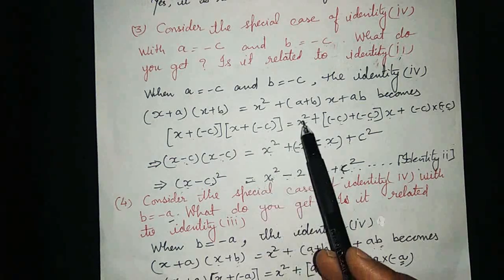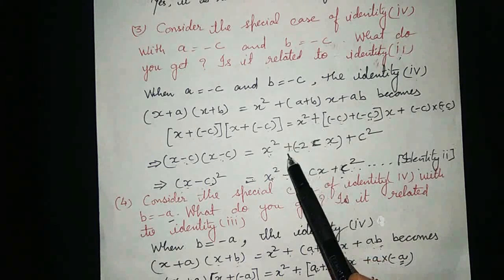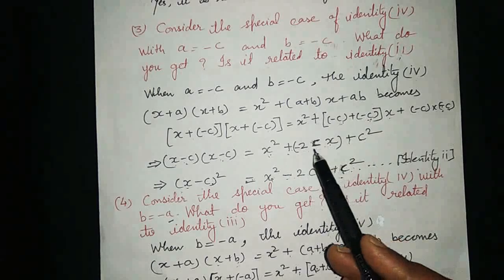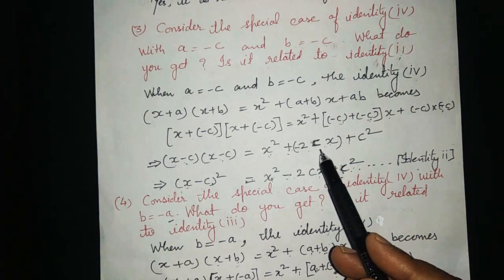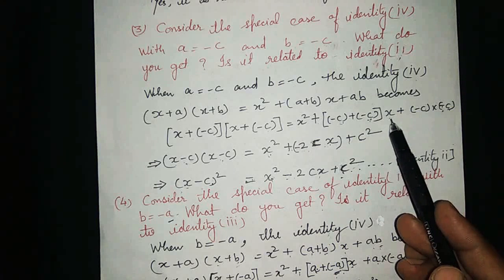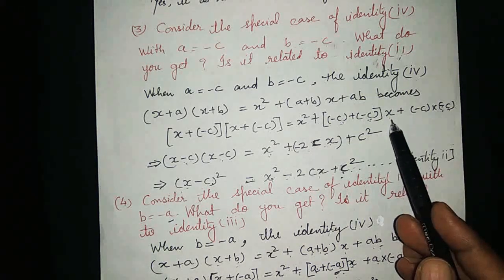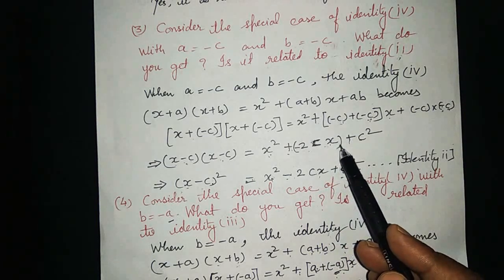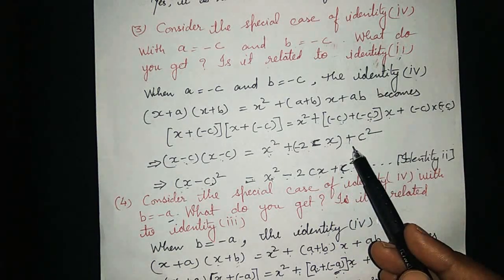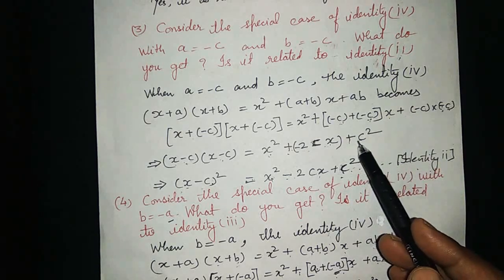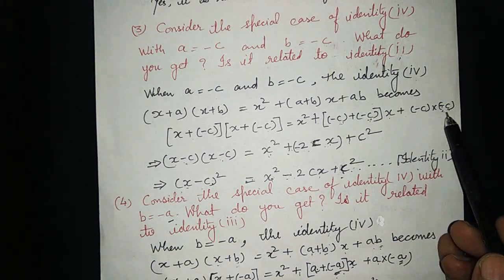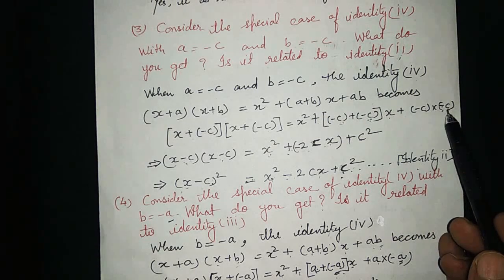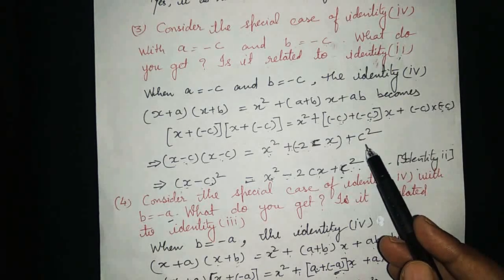Then equal sign. After that x square. Then plus. And this minus c and this minus c we will add and we will get here minus 2c. Okay. Now we have to write this x because this x is in multiplication and we will get here minus 2cx. Plus sign we will write, and after putting this plus sign, this minus c and minus c we will multiply. Here minus plus will come and c we will multiply and we will get here c square.